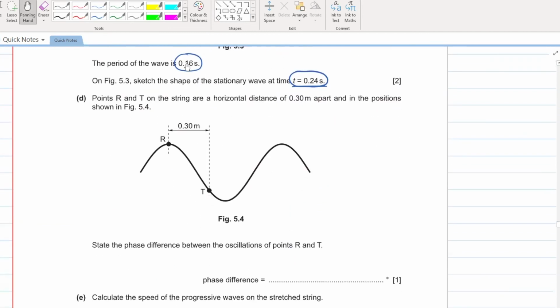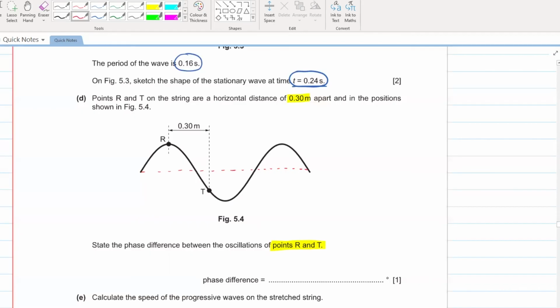What is written? Points R and T on the string are a horizontal distance of 0.3 meters apart, and in the position shown in figure 5.4, perfect. Beta, this is point R, this is point T. State the phase difference between the oscillation of points R and T. You have to calculate the phase difference between points R and T. How can you calculate it?